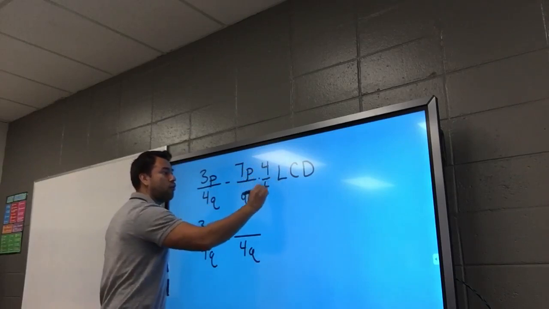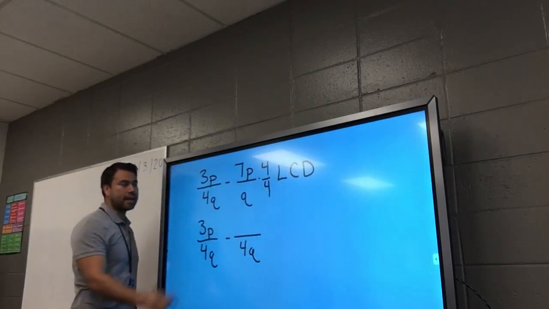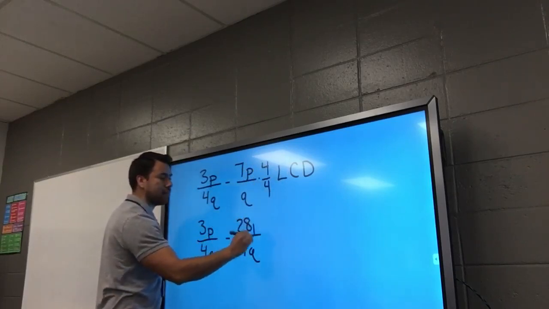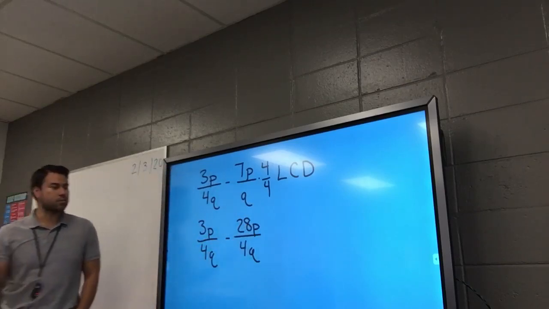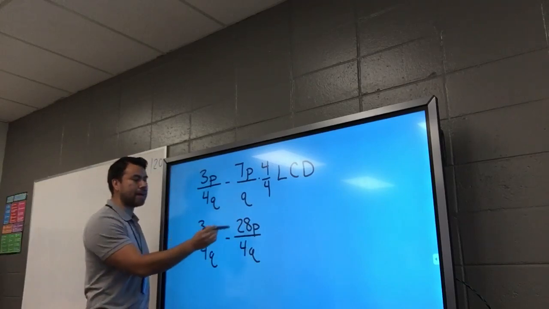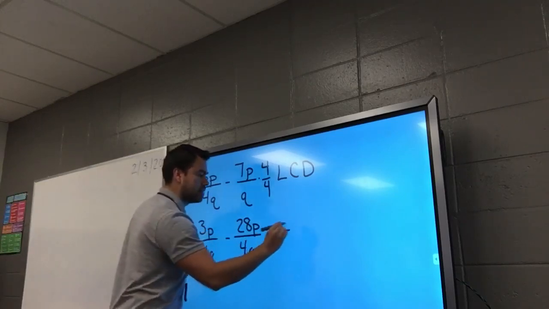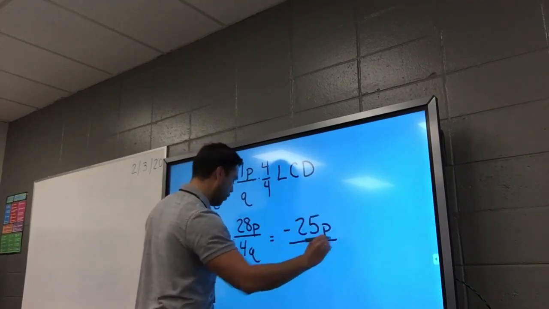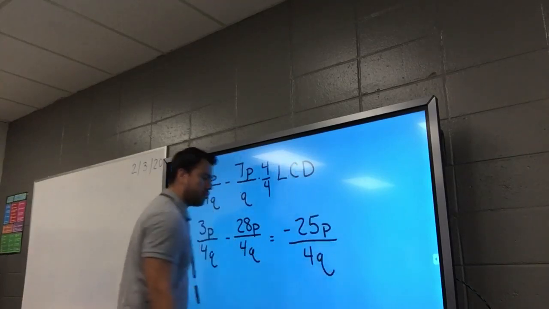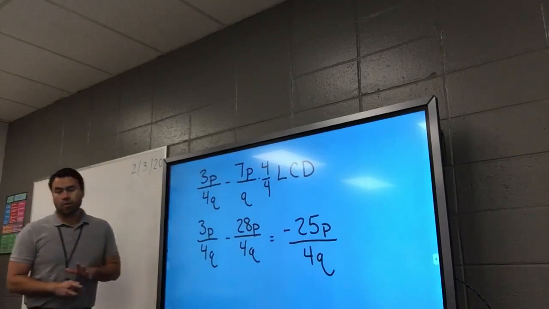4 over 4. So I get 28p over 4q. All right, I have a common denominator. Now I can subtract. What's 3p minus 28p? Negative 25p over 4q.